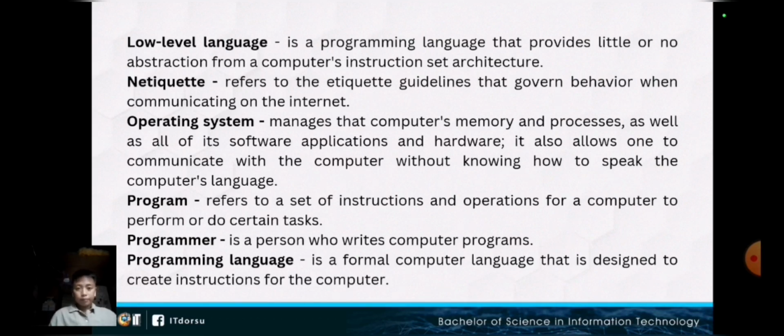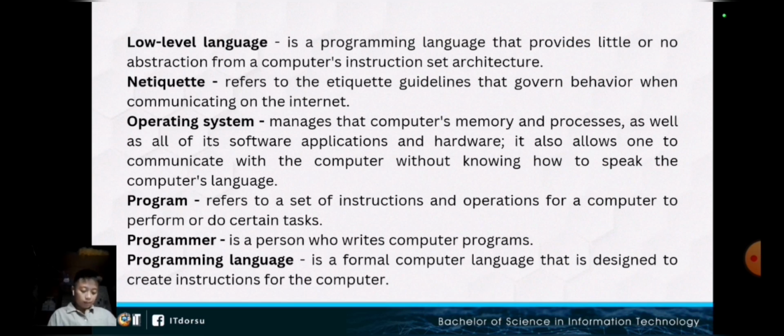Next is the netiquette. This refers to the etiquette guidelines that govern behavior when communicating to the internet. So, pag naririnig natin yung netiquette, meron tayong may naalalang word which is etiquette. So, ang netiquette, ito yung mga rules na kailangan natin gawin para maging responsable tayo sa paggamit ng computer. So sa tao, tinatawag itong etiquette. Sa computer naman, tinatawag itong netiquette.